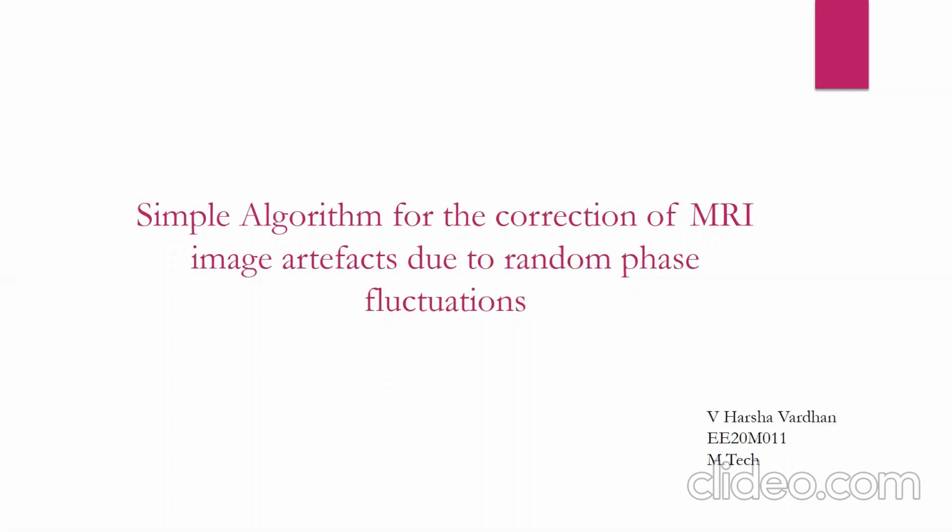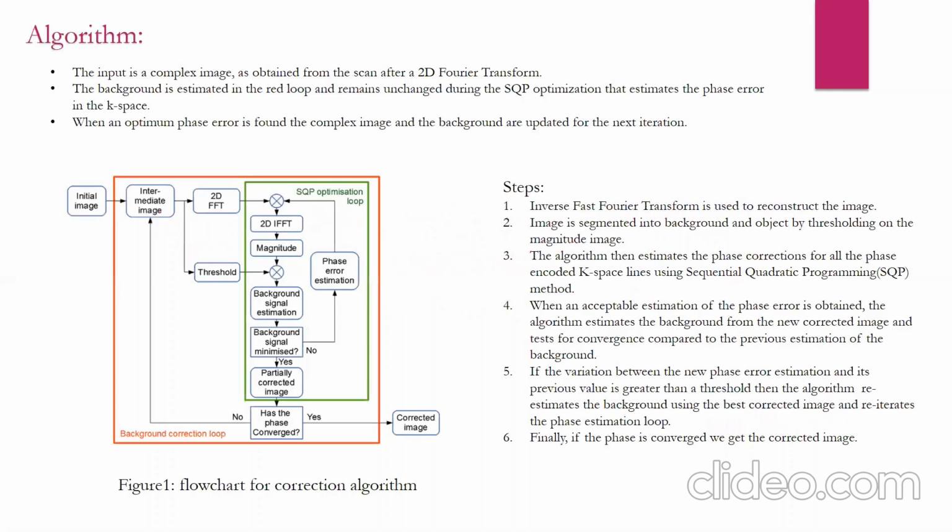I am going to discuss an algorithm for the correction of MRI image artifacts due to random phase fluctuations. The algorithm developed here mainly focuses on acquisitions made using Cartesian k-space sampling. If we see the structure of the flowchart, we can mainly see two iterative loops. The first red color loop is used for estimating the background of the image. The second green color loop is an SQP optimization loop, which we use for estimating the phase errors.